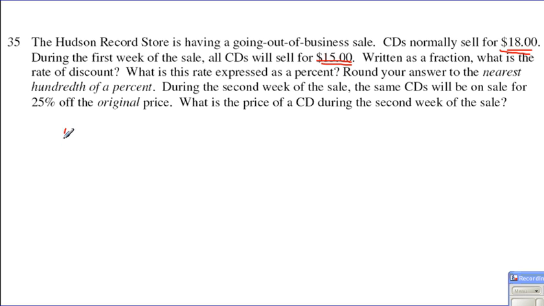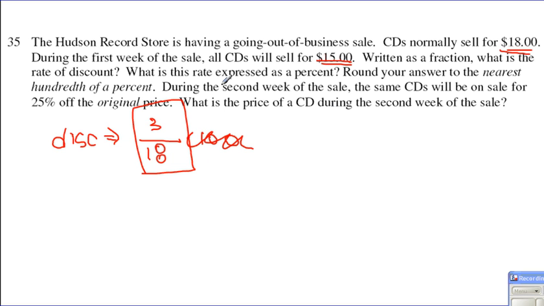Discount can be basically calculated by the difference, which will be 3, divided by the original, which is 18, and multiply that by 100. Oh, write a fraction. Okay, then we can just write it like this. This will be the rate of the fraction. What is this rate expressed as a percent?